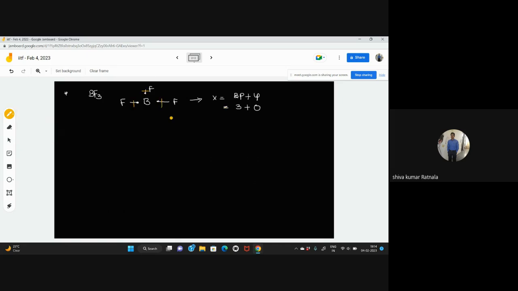So total value 3. So X value 3 means what is the hybridization? sp2. Trigonal planar. Very good. Geometry remains trigonal planar. Sir, fluorine won't have any lone pairs, sir. We will always calculate lone pairs on the central atom only, no?